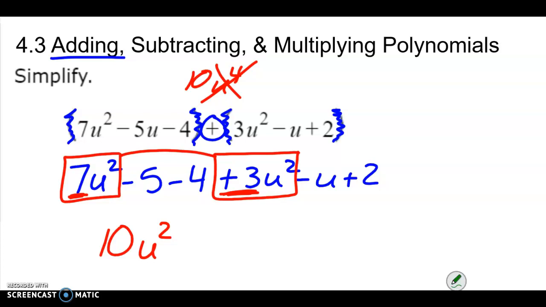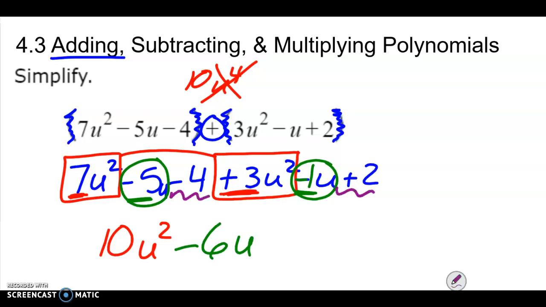After the u squareds, oh, I'm sorry, this should be a 5u, okay? After the u squareds, we have two of the u terms, negative 5u and negative u. So a negative u is technically a negative 1. That's just one more negative u value. So negative 5 minus one more is now negative 6u. And then these constants, remember that's the term for just a number that's being added or subtracted without a variable, those constants will be combining as like terms as well. So negative 4 plus 2 will be negative 2.